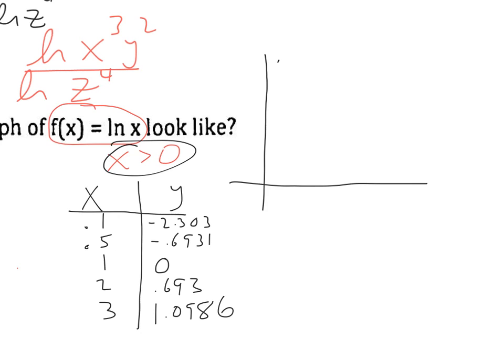So now when I graph these, I don't have to make too many dashes. Okay, so at 0.1 and then negative 2.3, that's going to be right about here. And then 0.5, negative 0.69 is going to be right about here. And then 1, 0. And then 2, and then 0.693, so just above halfway.